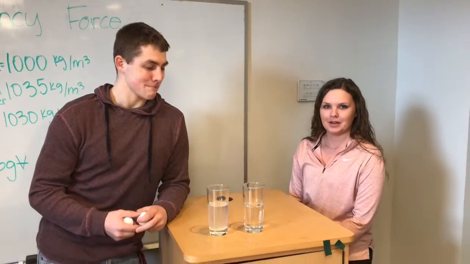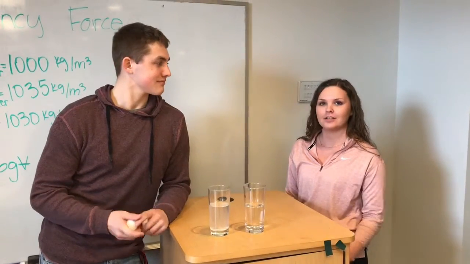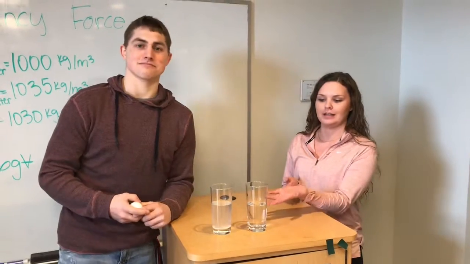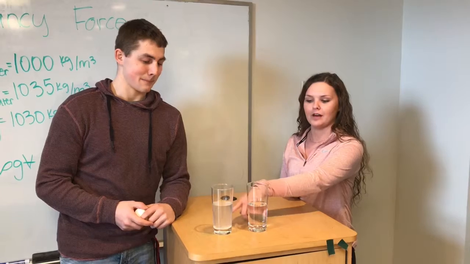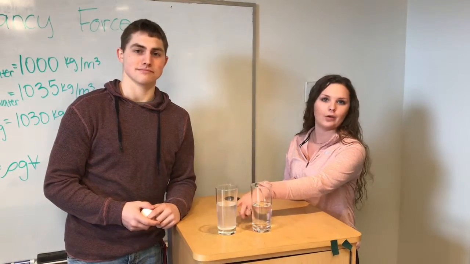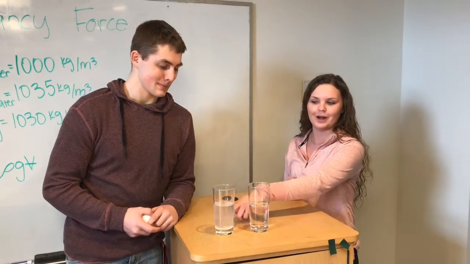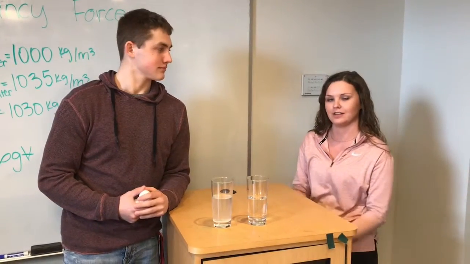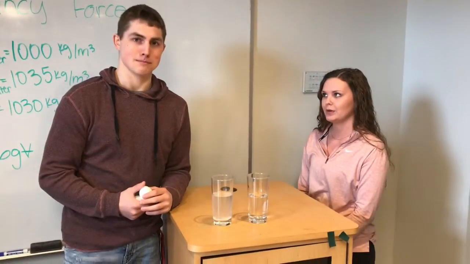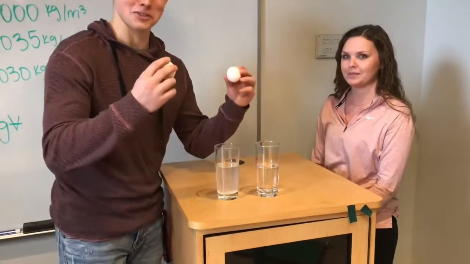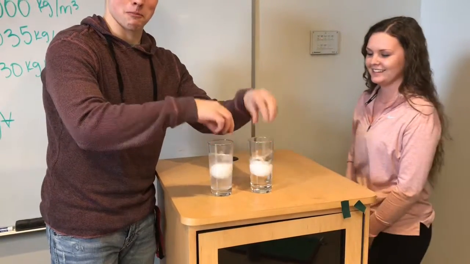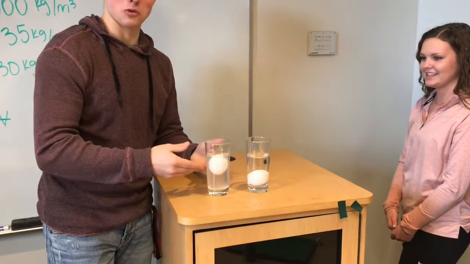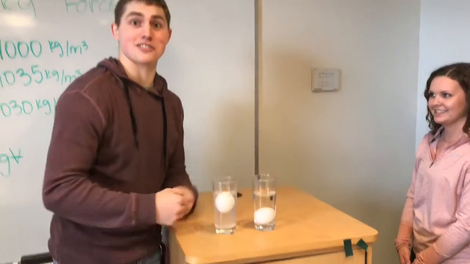So in this experiment we're showing buoyancy force. We're doing that by taking two glasses. One has just water in it, just a clear one, and then the other one has salt water in it, so we mix a bunch of salt in with water. We're going to drop eggs into it and show how the different densities affect the buoyancy force. Eggs, glasses, floats, sinks.